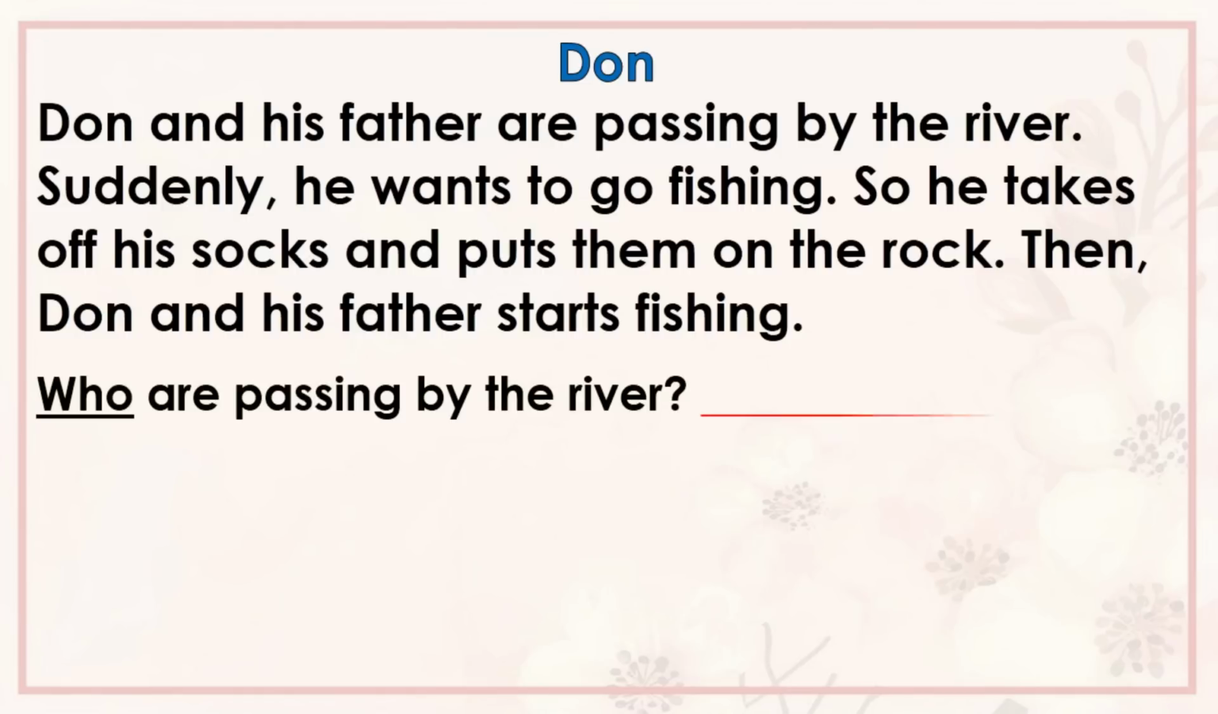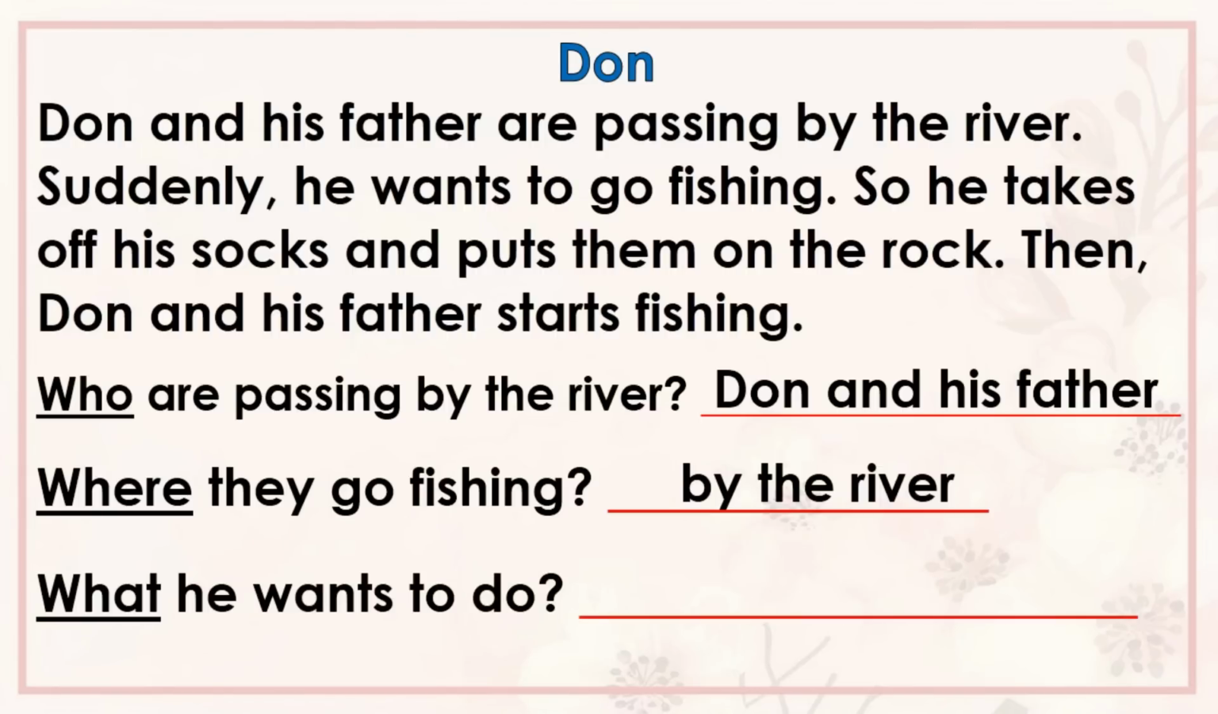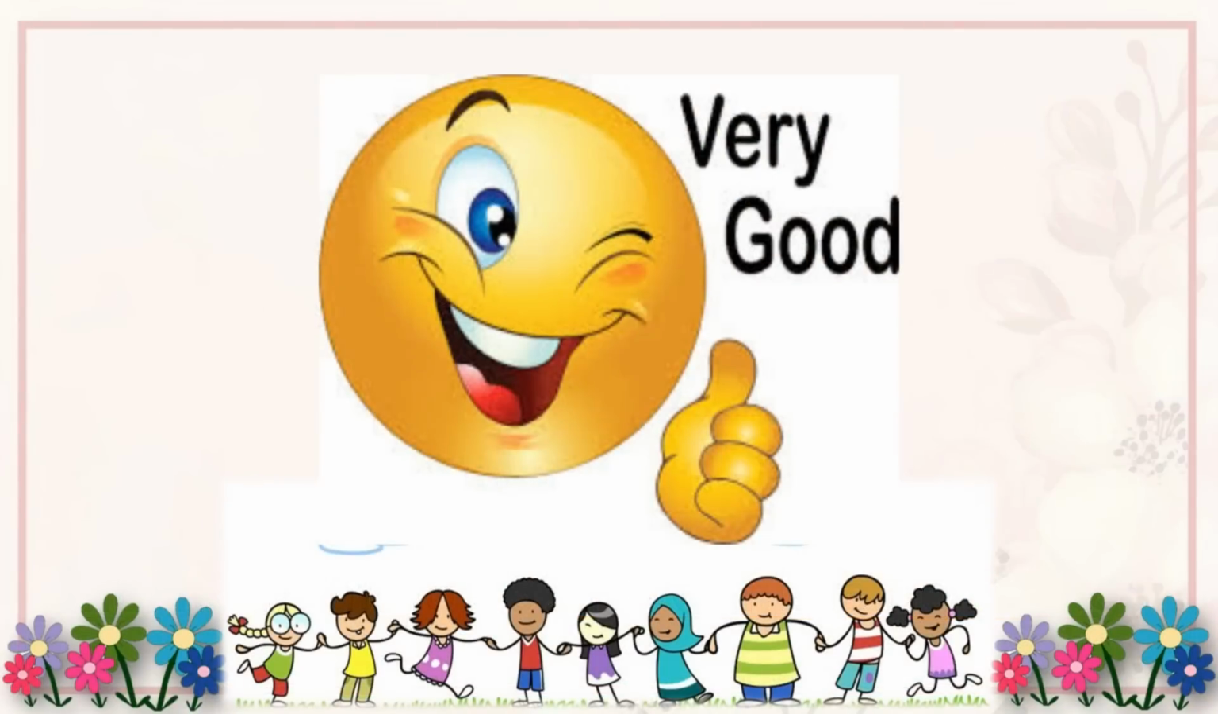Questions. Who are passing by the river? Correct. Don and his father. Where do they go fishing? Correct. By the river. What does he want to do? Very good. He wants to go fishing. Very good, kids!